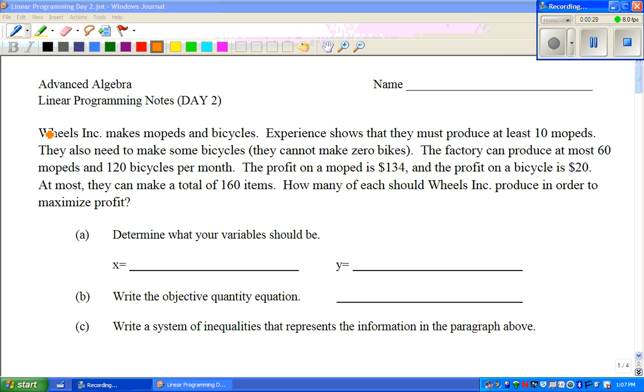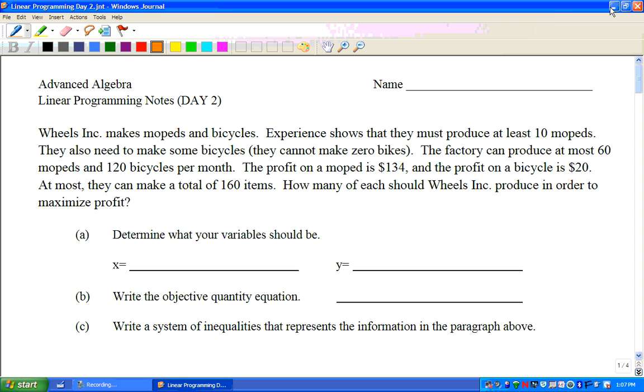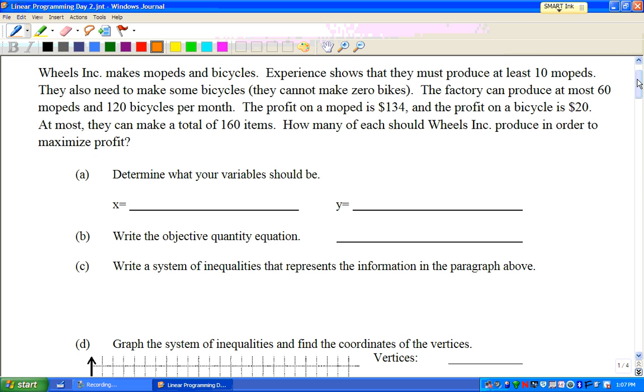The profit on a moped is $134 and the profit on a bicycle is $20. At most, they can make a total of 160 items. How many of each should Wheels Inc. produce in order to maximize their profit? This is a situation that a lot of businesses run into, trying to maximize profit, minimize cost, all that type of stuff. So we're going to do this word problem in order to figure out how much Wheels Inc. can actually make.